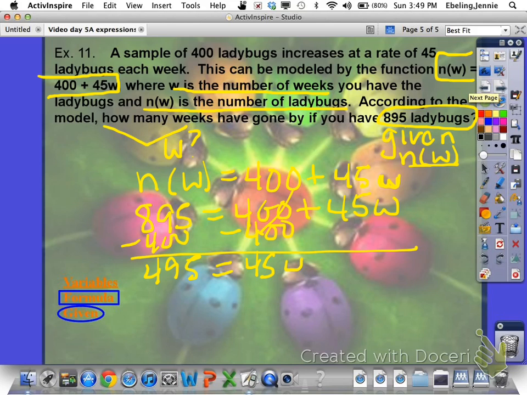And now to get that W by itself, I am going to have to divide both sides by 45. And I have W is equal to the 495 divided by 45, which is 11. But make sure before you walk away from this problem that you label your answers. They are asking for how many weeks, so we have to make sure that this is 11 weeks.